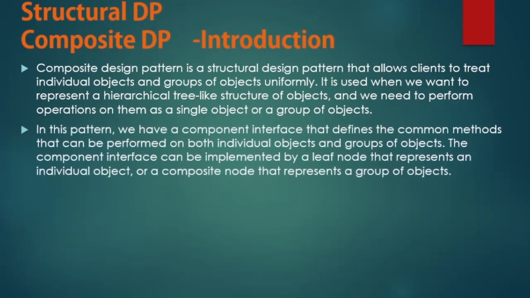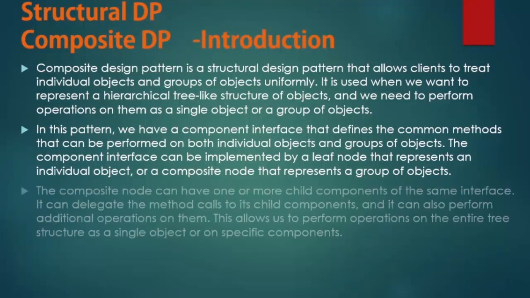In this pattern, we have a component interface that defines the common method that can be performed on both individual objects and groups of objects. The component interface can be implemented by a leaf node that represents an individual object or a composite node that represents a group of objects.